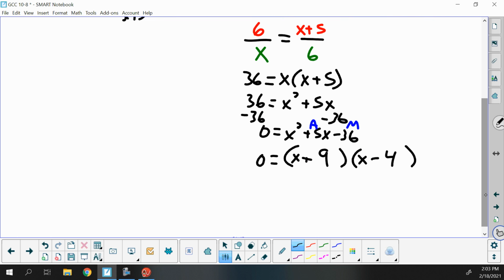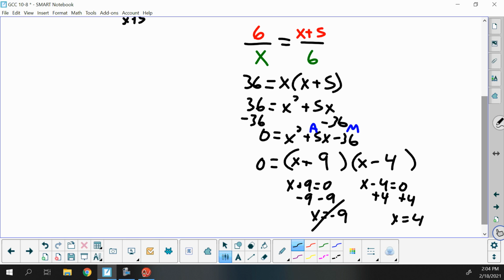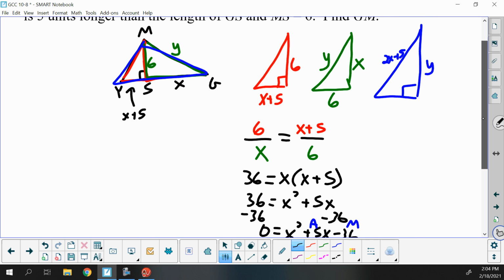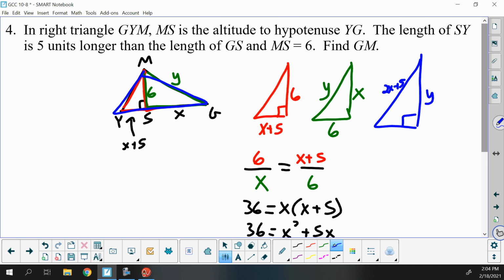If you were unsure of that, you can do the trick in the calculator that I showed you earlier. We'll set those each equal to 0. Subtract the 9 over. We get x equals negative 9. Add the 4 over. We get x equals 4. X represents the side length again, so we'll reject the negative. So we have x equals 4 now. So that means that this side is 4 and this side is 9. But the thing we really wanted to find was GM, which is what we labeled y.